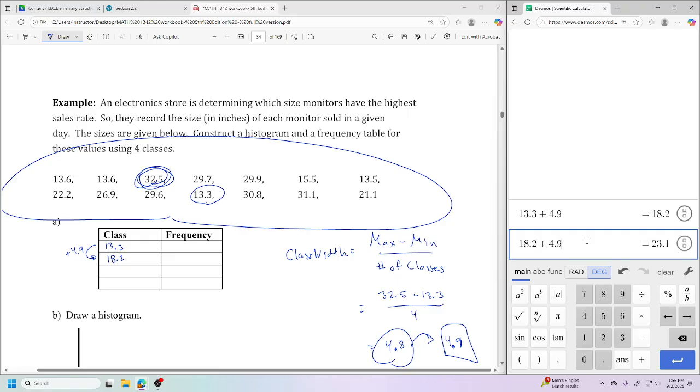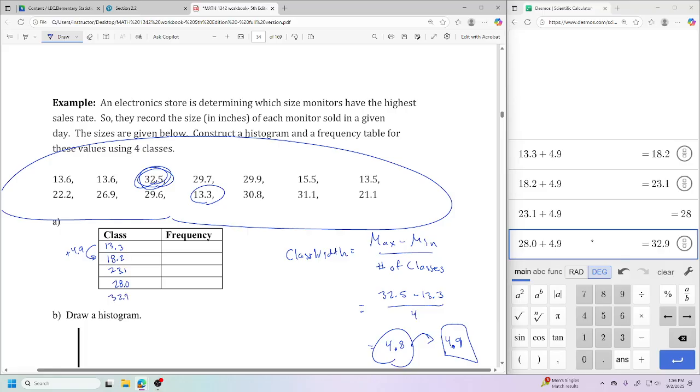18.2 plus the 4.9, 23.1, keep going. 28.0, and again, I want to go one more just in case so that I can know what the other value in the bottom is going to be. 32.9. So working up, if this was 18.2 down here, working up, I would have 18, what? 0.1, right? Because it's always going to be one less, even if it's a weird decimal place thing like this.